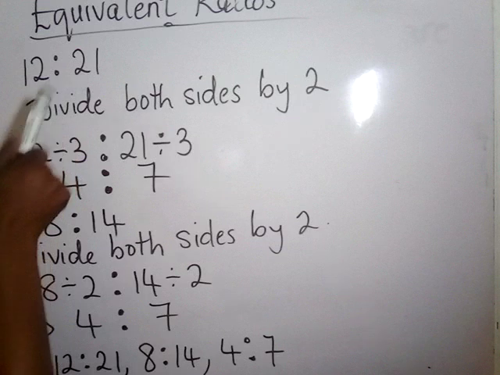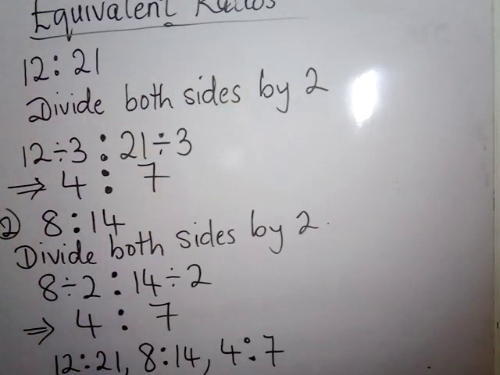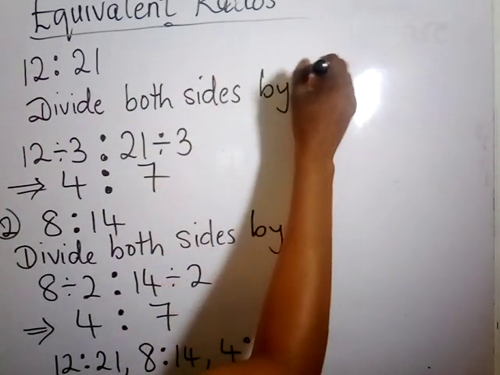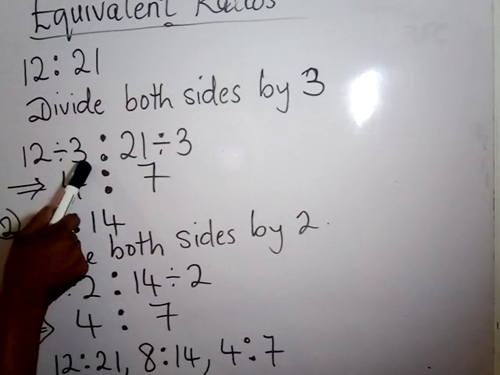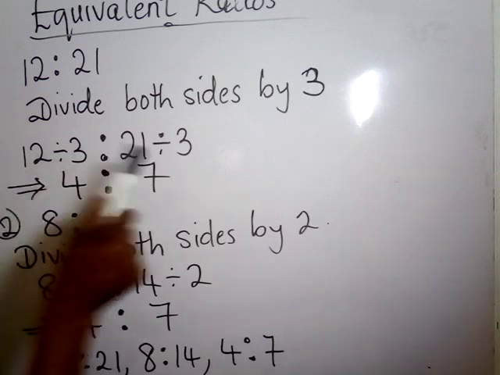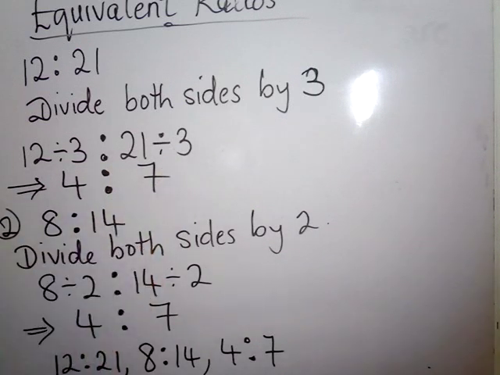We are going to divide both sides by 3 and see what we get, because looking at 12 and 21, we know that 3 is a common factor. It can divide 12 and it can also divide 21 without a remainder. So let's divide by 3. 12 divided by 3, we have 4. And 21 divided by 3, we have 7.